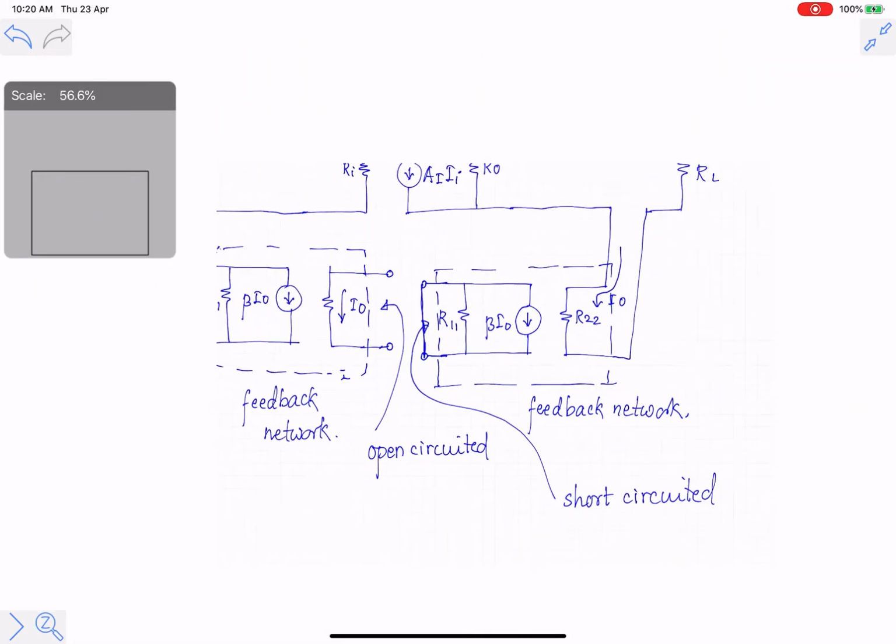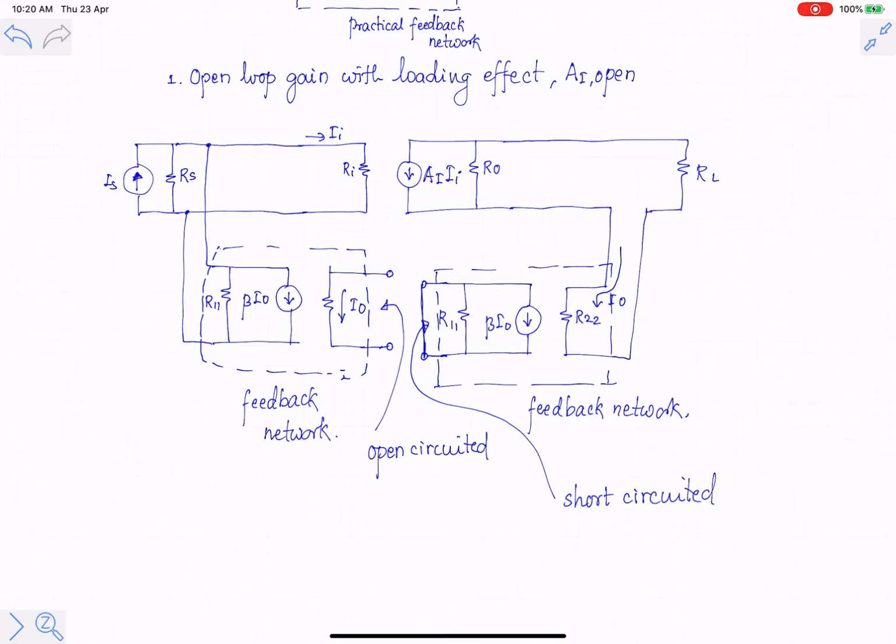As has been told previously, if the connection is in parallel, then that side of the feedback network should be short circuited. If it is a series connection, then that side of the feedback network should be open circuited. So this is in order to include the loading effect. This current is IO.